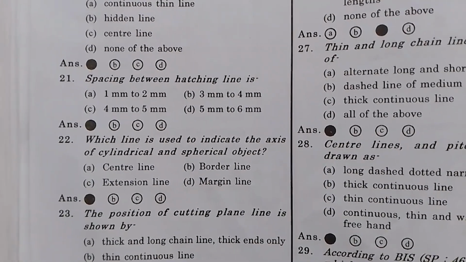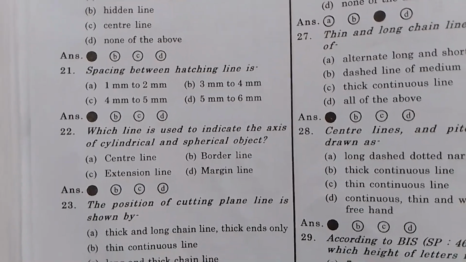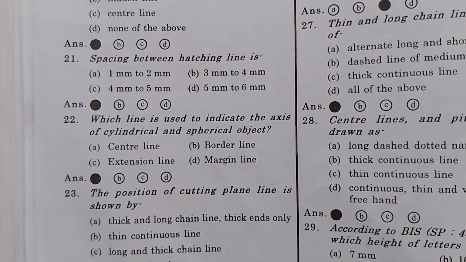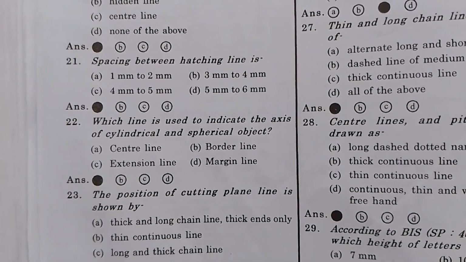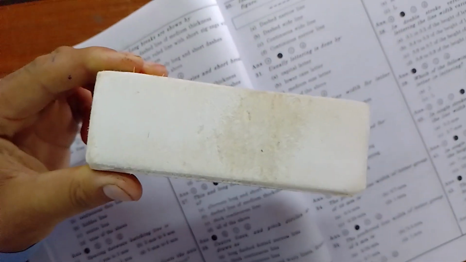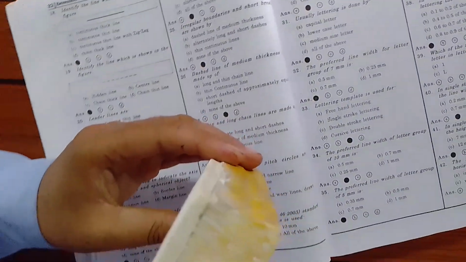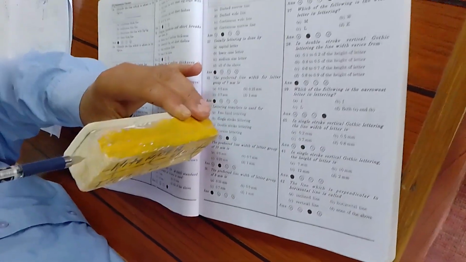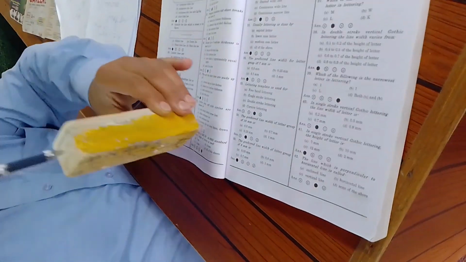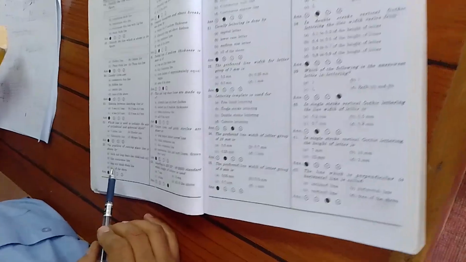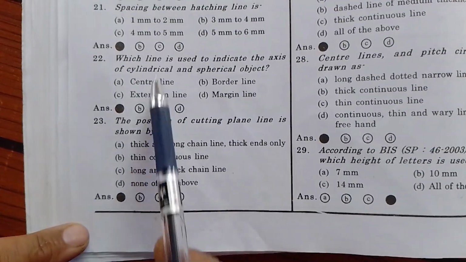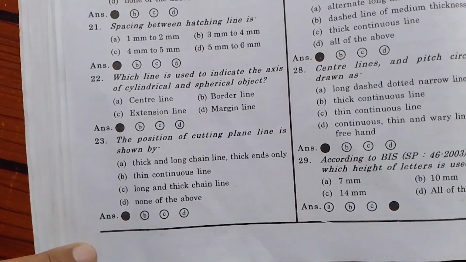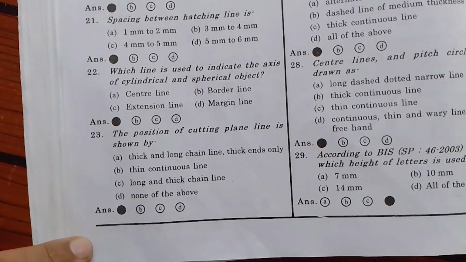Question number 22. Which line is used to indicate the axis of the cylindrical and spherical object? Axis means, take this duster, the line from the middle which is passing through the axis. This is again the center line. So the line used to indicate the axis of cylindrical and spherical objects is the center line.